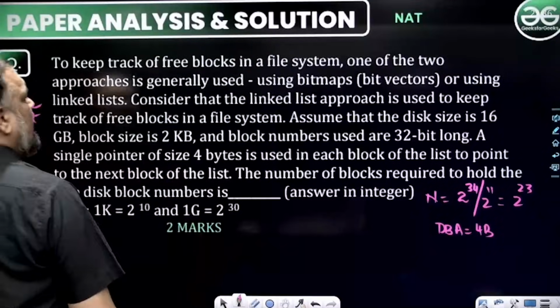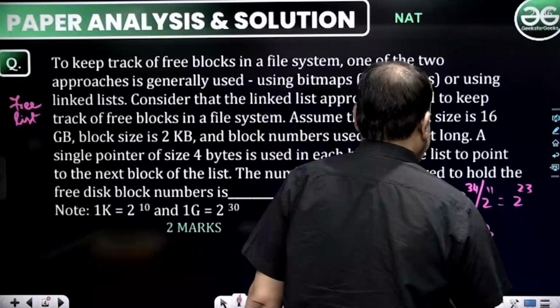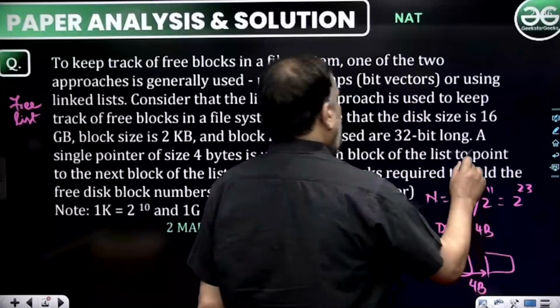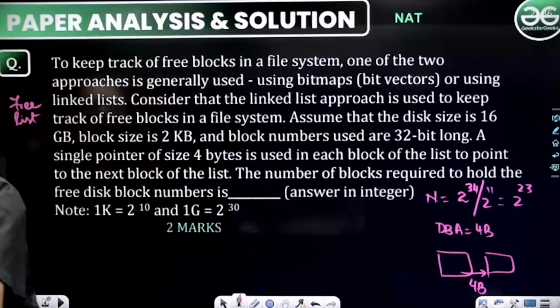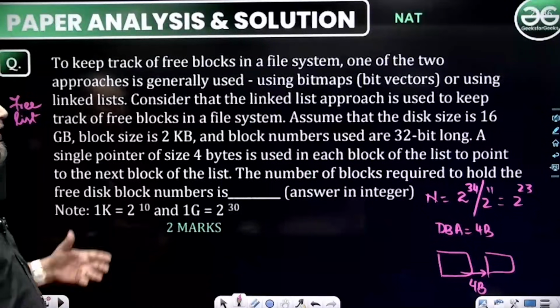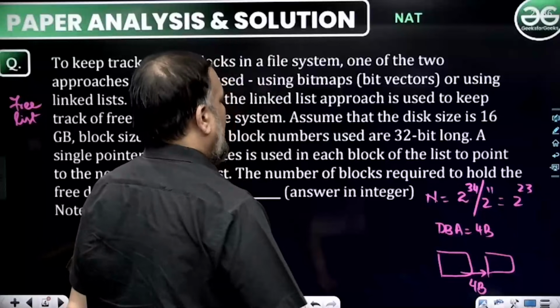A single pointer of size 4 bytes is also used in each block to point to the next block. So therefore, to point to the next block, this is also a 4 byte pointer. The number of blocks required to hold the free disk block numbers: how many disk block addresses can be stored in one block? So first we'll calculate how many addresses one block can store.